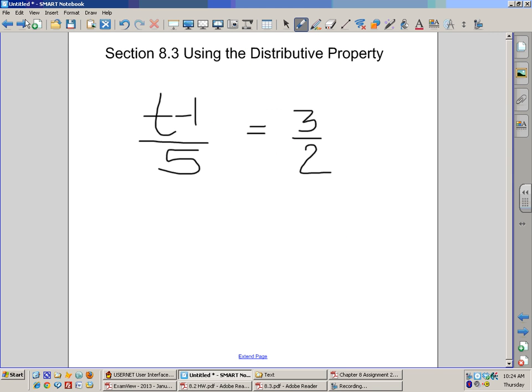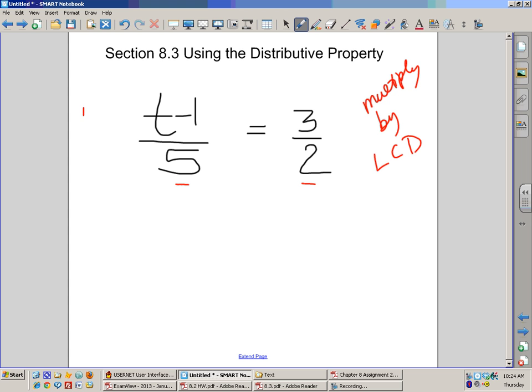Okay, another one. We do have two fractions, and we can get common denominators here, but I'm going to teach you another thing. What we can do here is multiply by the lowest common denominator. Essentially it's the same idea, but I'm going to show you this trick. So we have a 5 and a 2, so our lowest common denominator is 10.